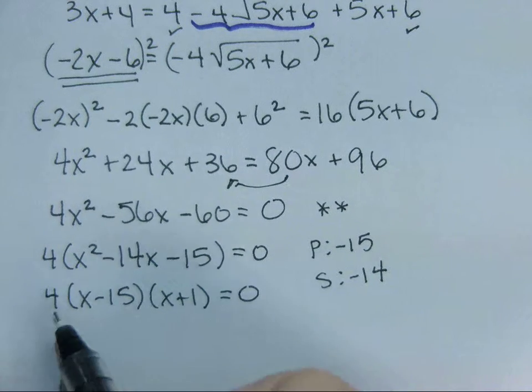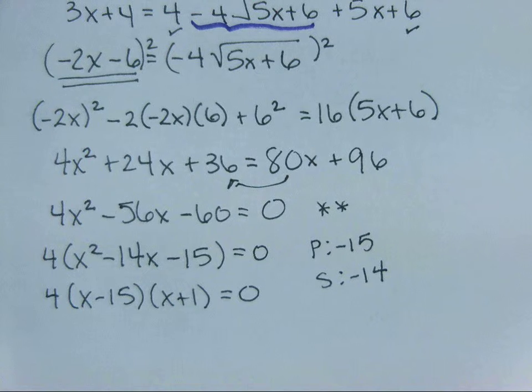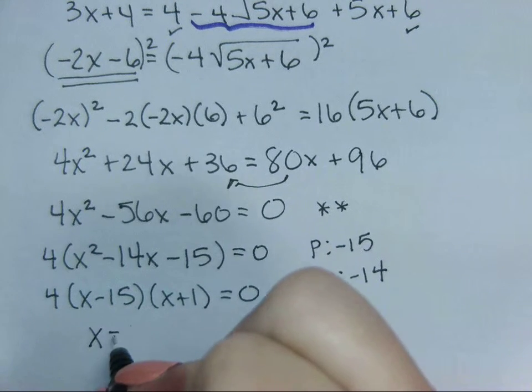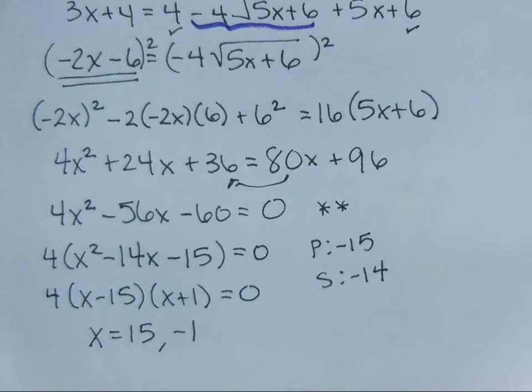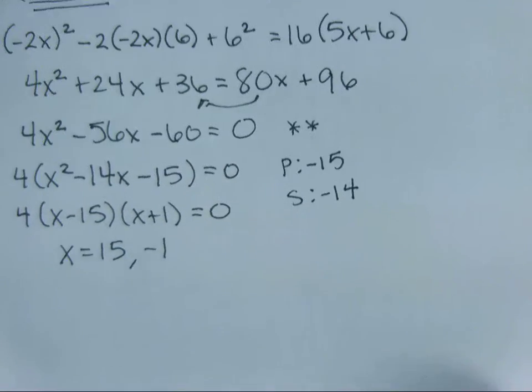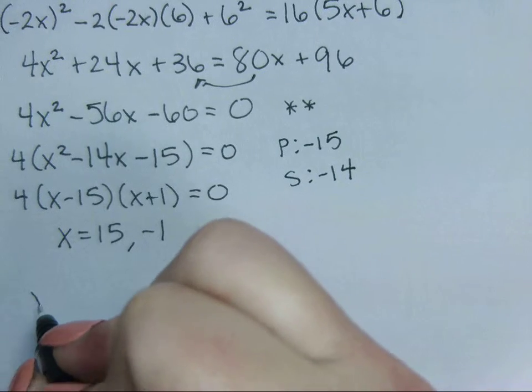The 4 is not one of my solutions. All right, 4 is never going to be equal to 0. So I only have two options. All right. Either x is going to be 15, or it's going to be negative 1, or it's going to be both. I don't really know yet. You have to check them both. All right. Do not assume that the positive one is always what works and the negative isn't. All right. So now you got to go back up to the top.